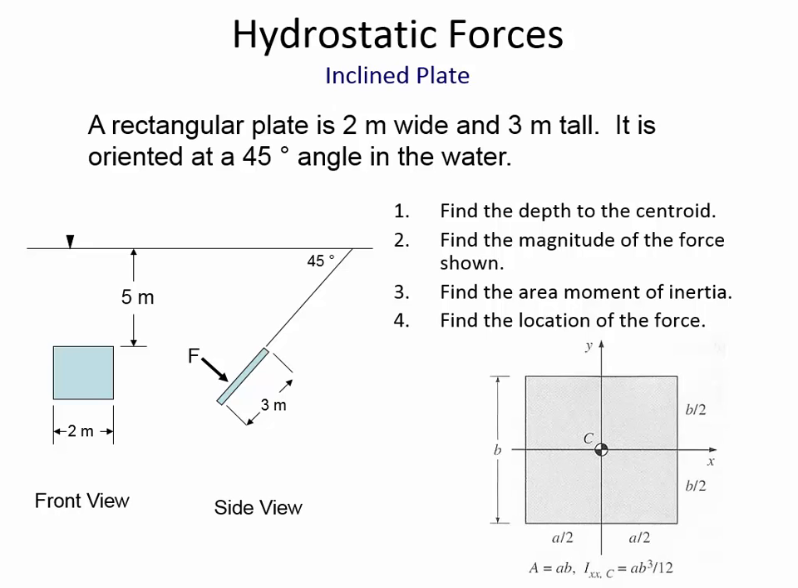So the sine of 45 times 3 tells me the vertical component of that length. And then I divide it by 2 to find half the vertical component of that length. So that we know the distance from the surface to the centroid, the vertical distance, is 6.061 meters. The pressure at the centroid is going to be 6.061 meters times 9810 newtons per meter cubed.